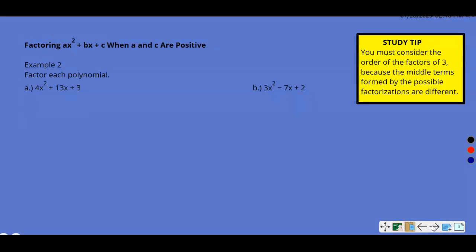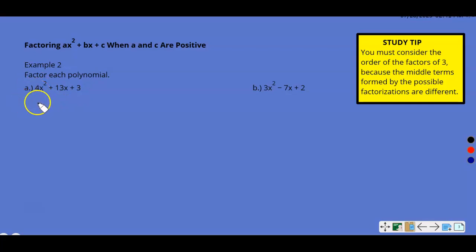All right, factoring ax squared plus bx plus c when a and c are positive. All right, so if you look at example 2, 4x squared plus 13x plus 3. So first, we always look for a greatest common factor. There is no greatest common factor here. You also should notice that a is 4 this time and not a 1.